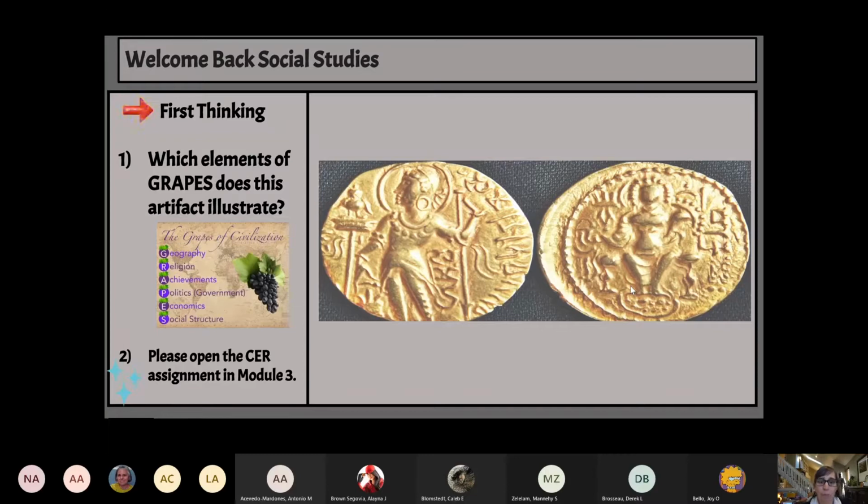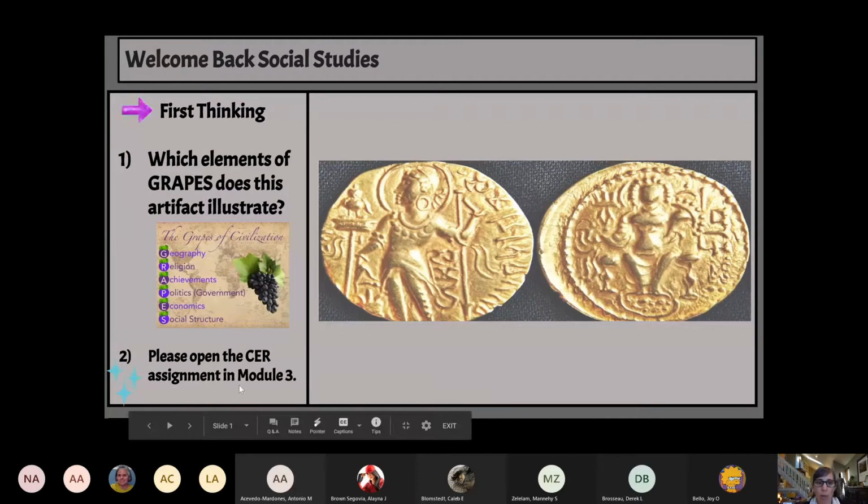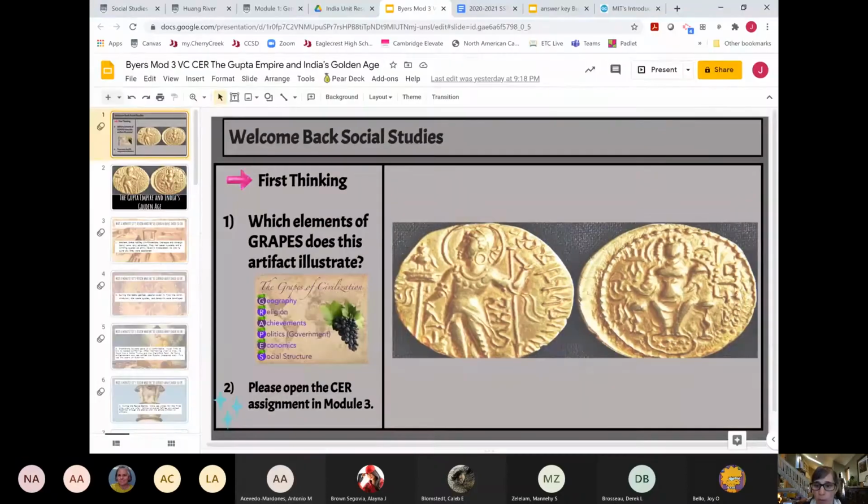Now, first thing for you to work on today is that before we do anything else, I'd like you to go to Module 3 in Canvas and open up the CER assignment. You didn't have access to that until this morning, but it should be open now. So let me go to that and I'll show you how to get into there.